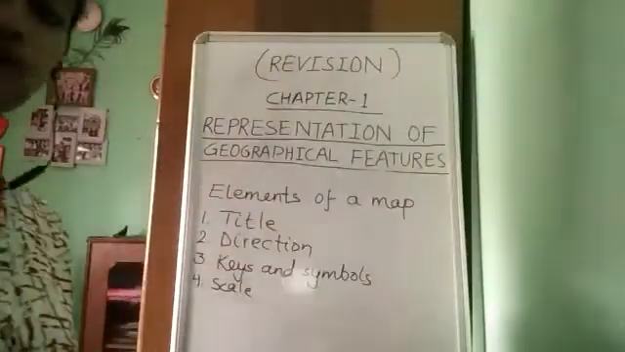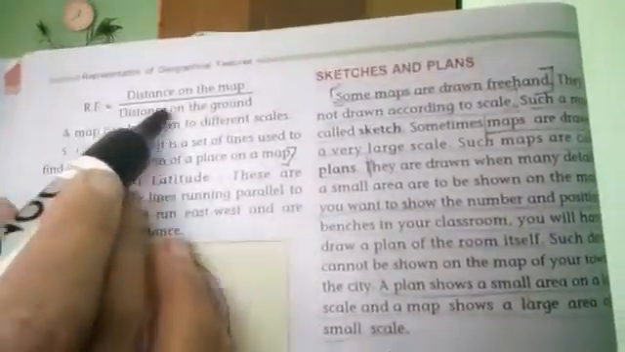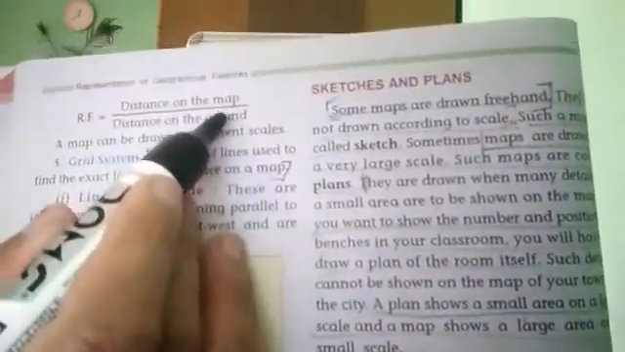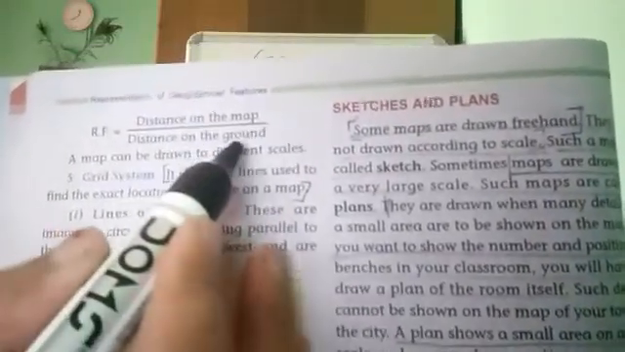Now representative fraction. Representative fraction is equal to distance on the map upon distance on the ground. Numerator, distance on the map, and denominator, distance on the ground. Contour lines: lines join the places. Here you can see lines join the places of same height. Can you see? They are called contour lines.